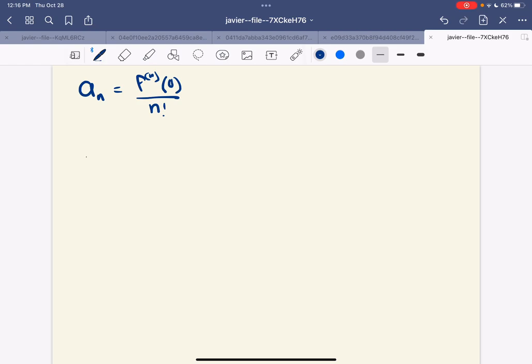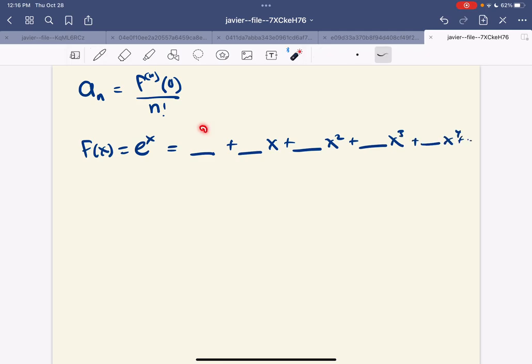And suppose that I want my f of x to be equal to e to the x, the exponential function. What is it equal to? Something plus something times x plus something times x squared plus something times x to the third plus something times x to the fourth, and so on and so forth. What are these coefficients? Well, I know what a naught is. A naught is equal to f of 0. That would be e to the 0, which is equal to 1. So I know that e to the 0 is equal to 1, so that goes there, 1.